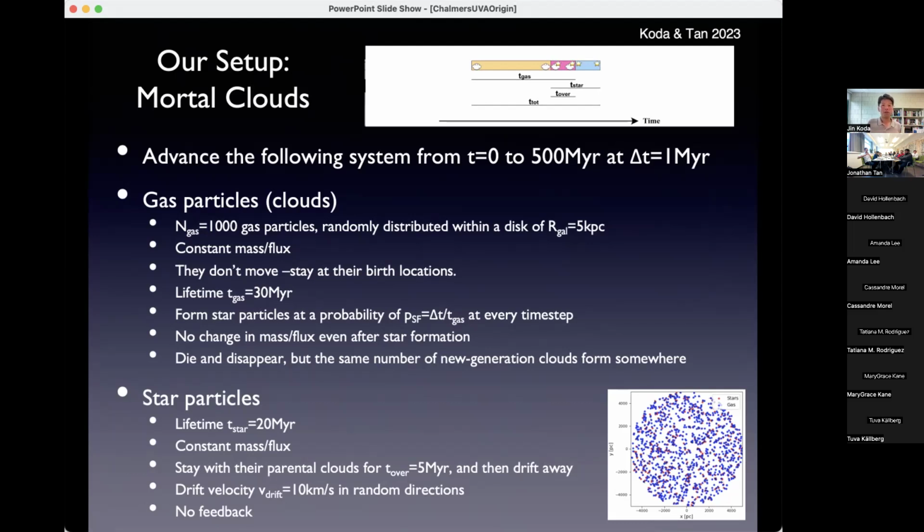And once a star particle is formed, it lives for 20 million years, and it also has constant mass and flux, and it stays with its parental cloud for 5 million years, which is this overlap period, and then drifts away. And we set the drift velocity, which could be any number, but we just picked 10 for the initial set of simulations, and they move in random directions. There's no stellar feedback, so it's very simple. You have a bunch of gas particles, and they occasionally form stars, and then stars live with the gas particle, and then gas dies, and then stars drift away. We just simulate that. It's very simple.